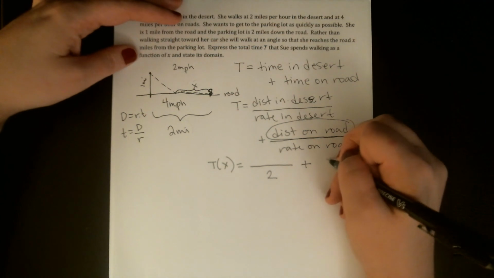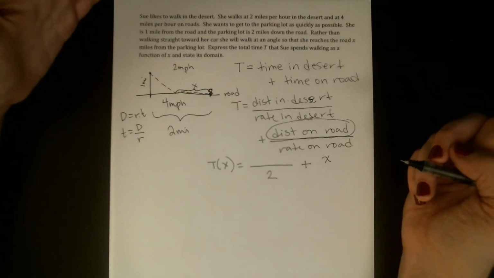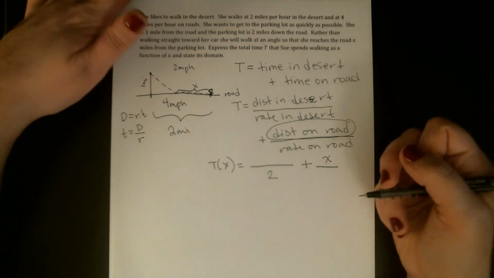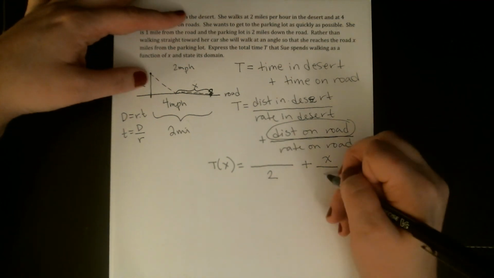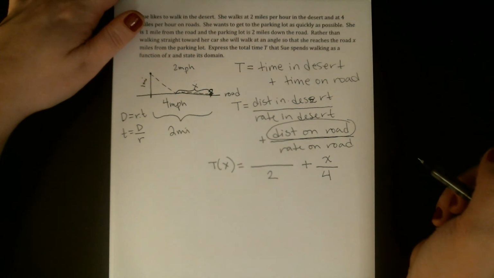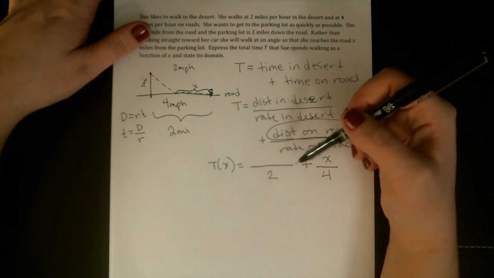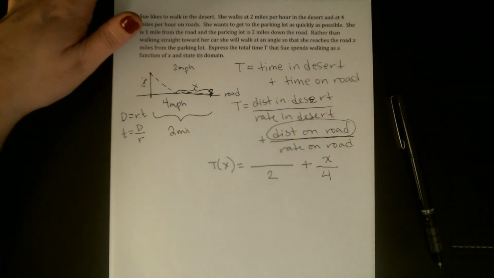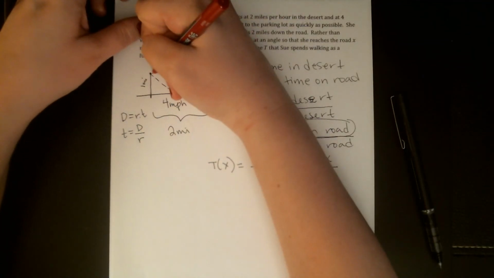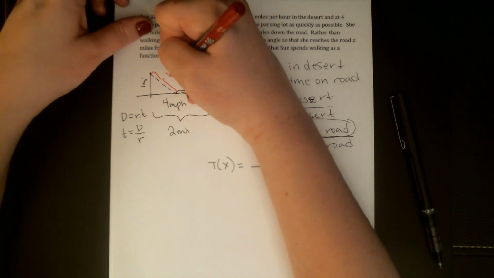The distance on the road is x miles. That variable was defined for us. So I don't know exactly how far she walks, but I defined a variable specifically to represent that. So I'll use that variable. The rate on the road is 4 miles per hour. So we have all of the pieces without too much trouble, except for this distance in the desert part. So this is here where we get one final piece that we have to pull into this problem. If I want this distance right here, I'm just going to temporarily call it D.